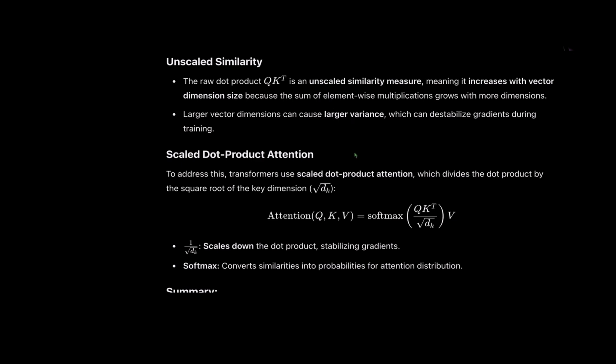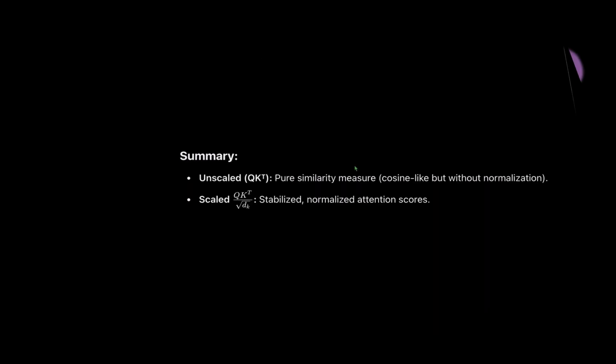You can think of this as a form of normalization similar to cosine similarity, but without the explicit normalization step. So Q multiplied by K transpose gives the core similarity measure, and dividing by the square root of D sub K ensures those scores remain within a manageable range. This helps the model maintain stable gradients and better focus during attention calculation.